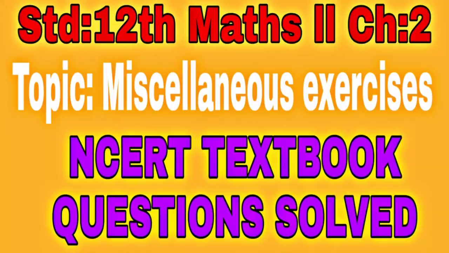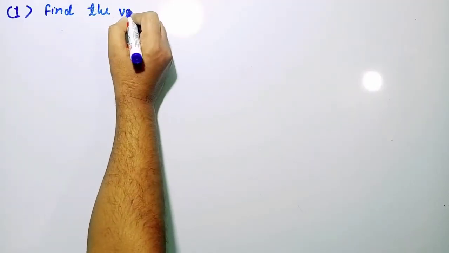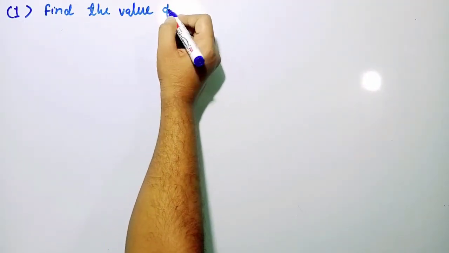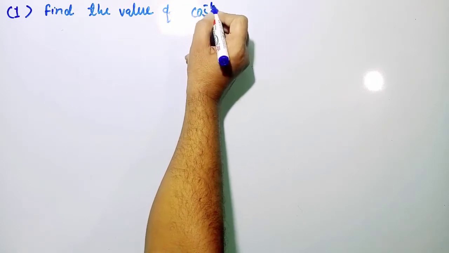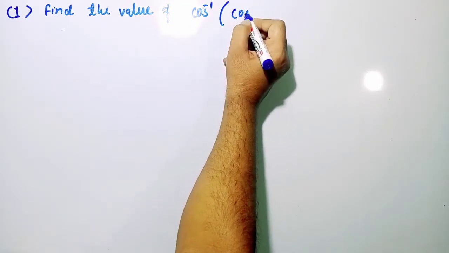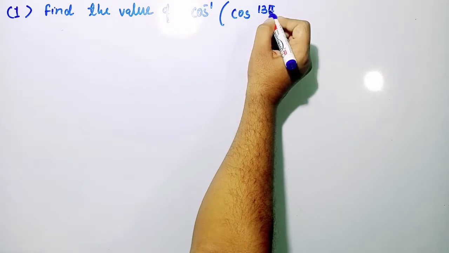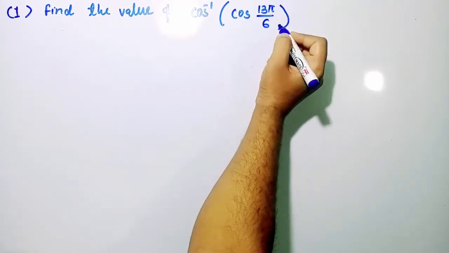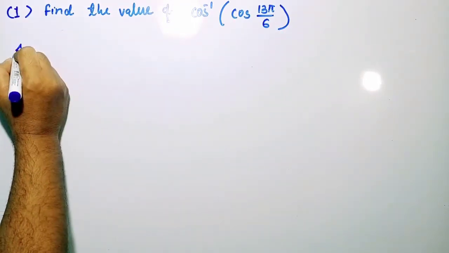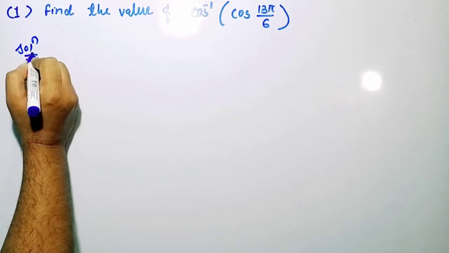Okay students, let's start over here. The first question: find the value of cos inverse cos 13 pi by 6, right? So let us see the solution.